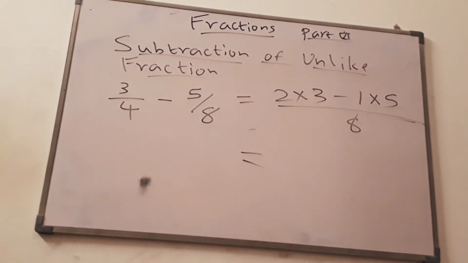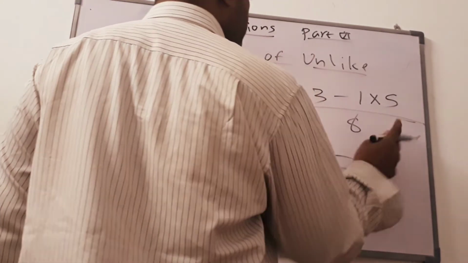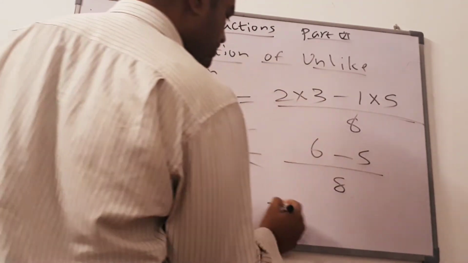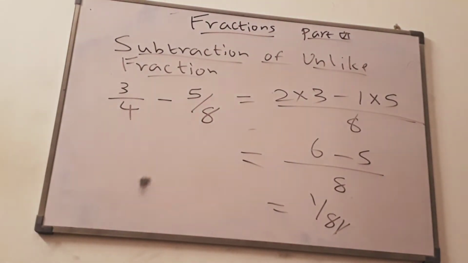We have to subtract from. So it will be 1 times 5, 5. We have to subtract 5 from 6. So it will be 1 over 8. One more sum.